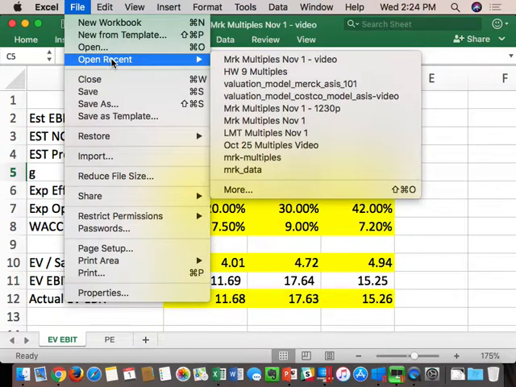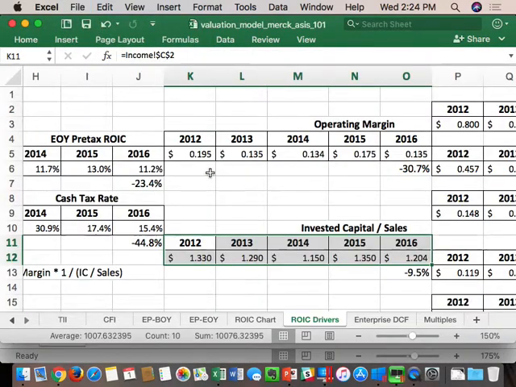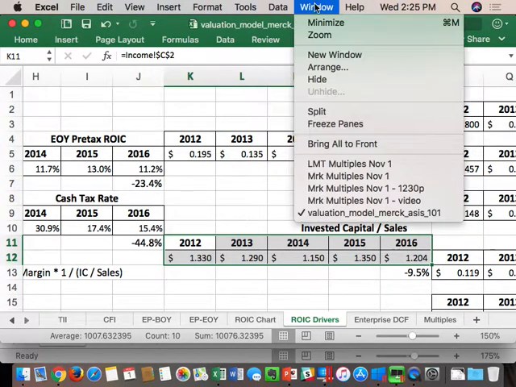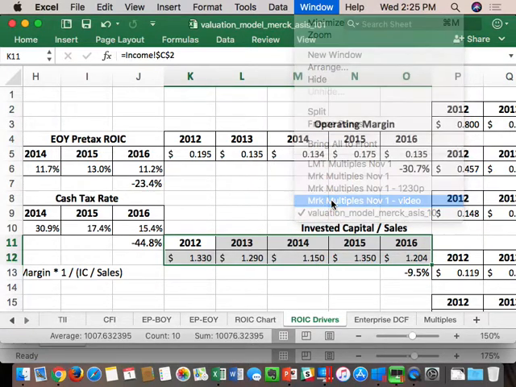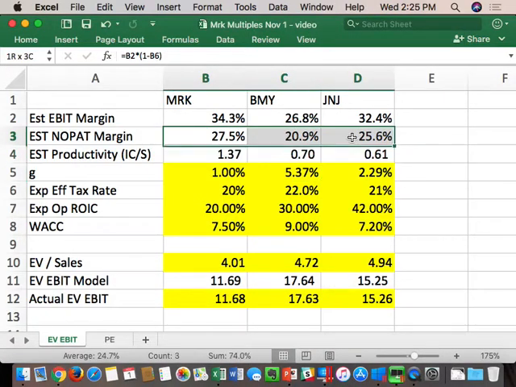If I go back to our valuation model, the as-is that we did in our last class for Merck, one of the tabs in that model is called ROIC drivers. This is the ROIC tree. This is the other analysis I had you do, historical ROIC analysis. What we've done is we've tied the multiples to the ROIC tree. Because in the ROIC tree, we said it was tax rate, operating margin, productivity. Well, tax rate and operating margin are basically the NOPAT margin.